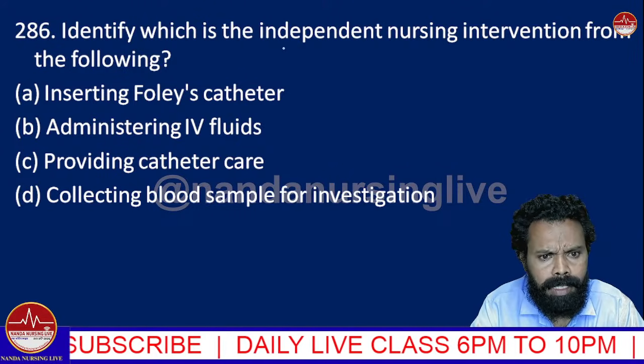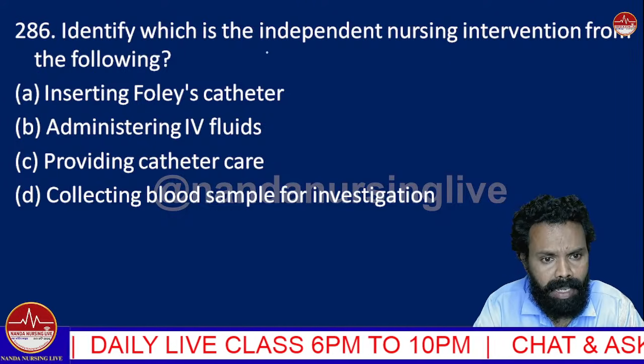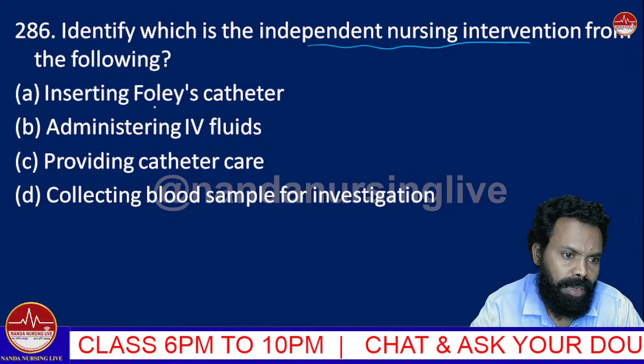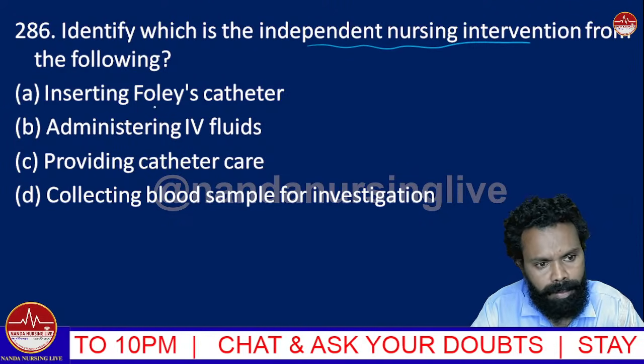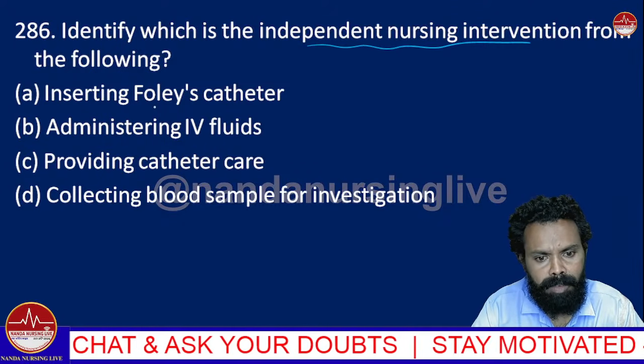Identify which is the independent nursing intervention from the following. Option A, inserting Foley's catheter. Option B, administering IV fluids. Option C, providing catheter care. Option D, collecting a blood sample for investigation.